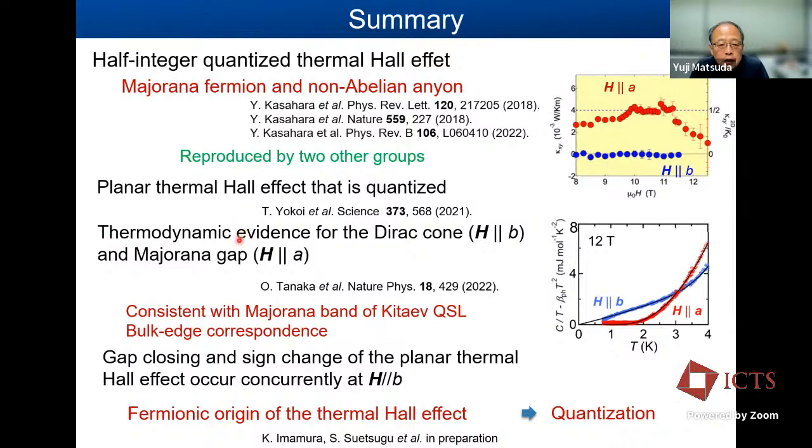We obtain thermodynamic evidence for the Dirac cone at the magnetic field parallel to the b axis and the Majorana gap at the magnetic field parallel to the a axis, as shown in this figure. So these are consistent with the Majorana band of the Kitaev quantum spin liquid. And this result indicates a bulk-edge correspondence. So the gap closing and the sign change of the planar thermal Hall effect occur concurrently at the magnetic field parallel to the b axis. This demonstrates the fermionic origin of the thermal Hall effect. So this naturally explains the quantization.